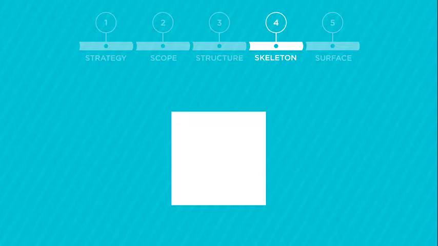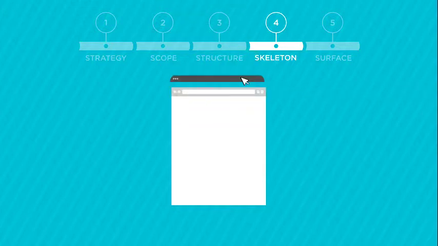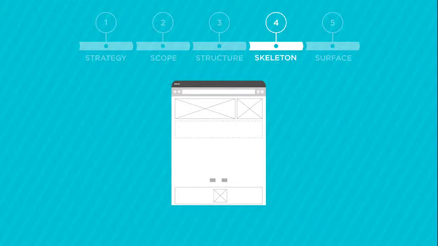The fourth stage is the skeleton. It consists of the construction of wireframes that materialize the defined structure of the site. The skeleton is a combination of the interface and navigation design of the website.